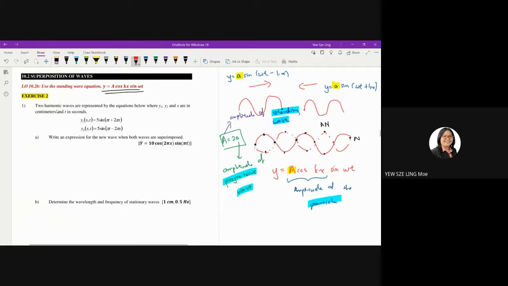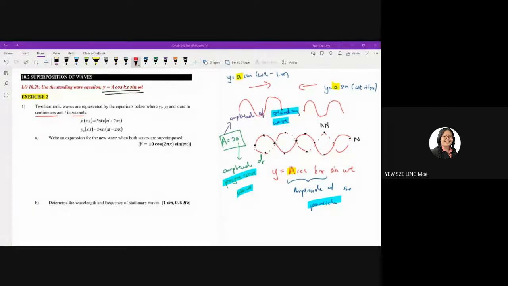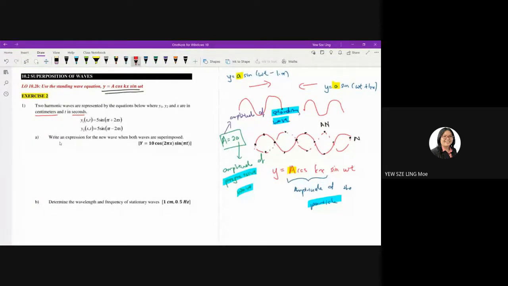Question 1. Two harmonic waves are represented by the equations below, where y1, y2 and x are in centimeters and t is in seconds. Write an expression for the new wave when both waves are superimposed.